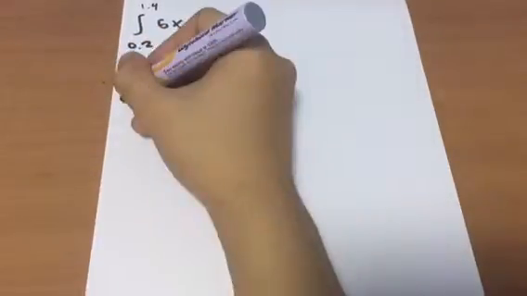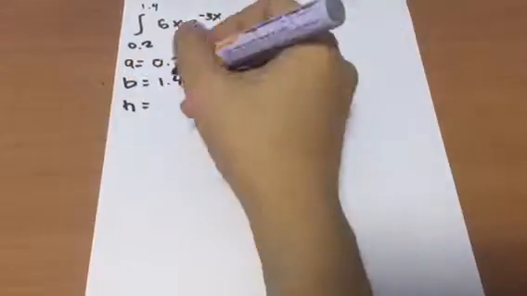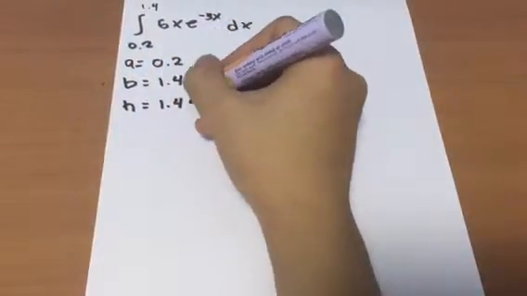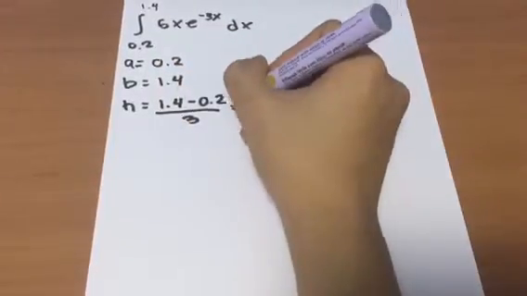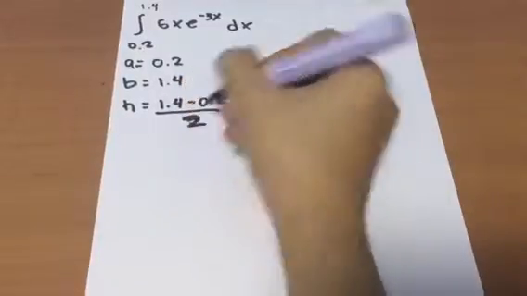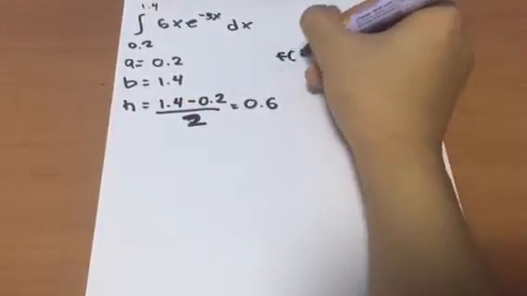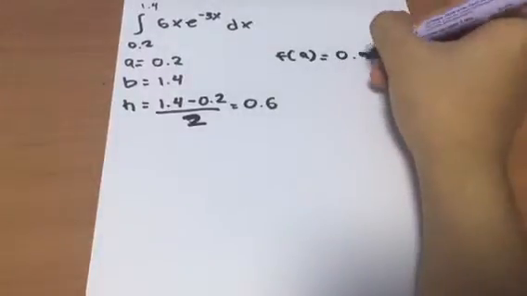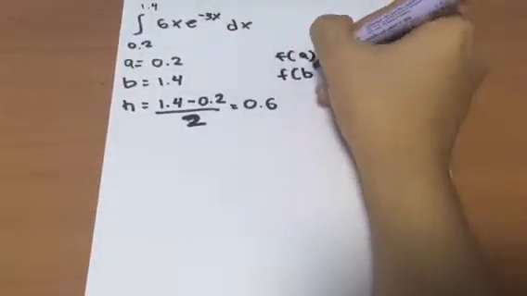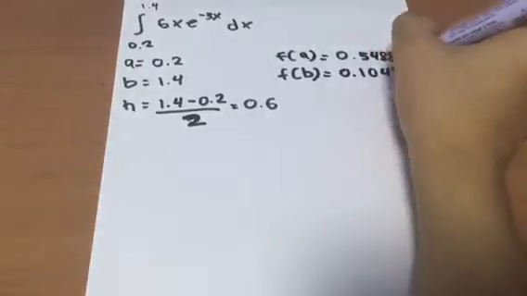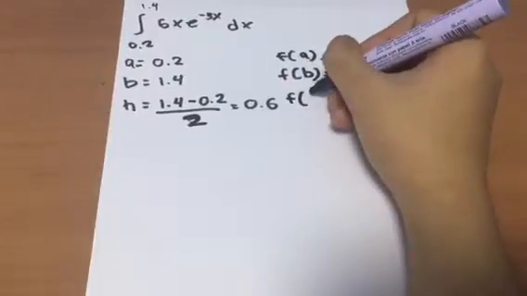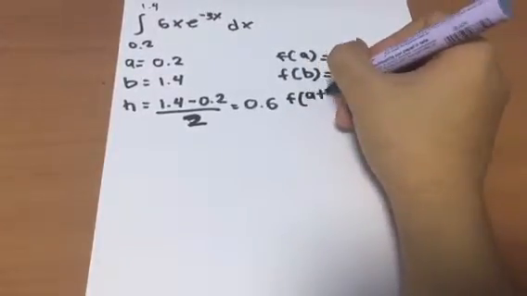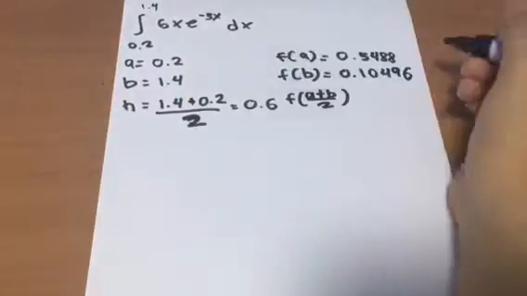We're given an example just like our example in the trapezoidal rule, so we can compare the answers of each. So we still have a as 0.2, b as 1.4, and our step size is 1.4 minus 0.2 over 2, so it's 0.6. We simply substitute those into our function for f of a, f of b, and f of h, so that we can easily plug those into our main equation for Simpson's 1/3 rule. Okay, so we have these values.